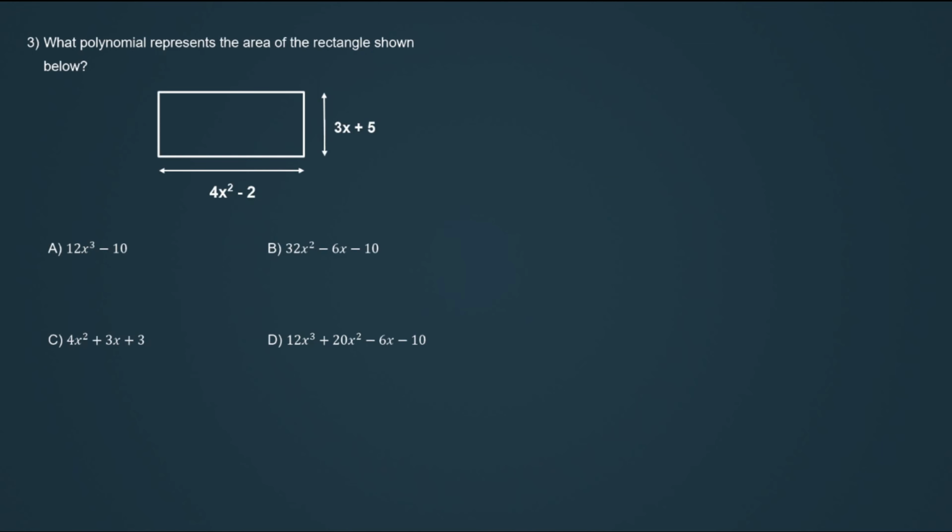Okay, question 3. What polynomial represents the area of the rectangle shown below? So we have a diagram of a rectangle. We've got the base, and we've got the height. And we know that the area of the rectangle is base times height, right? So we'll just fill that in. What is my base? It's 4x squared minus 2. And what is my height? It is 3x plus 5.